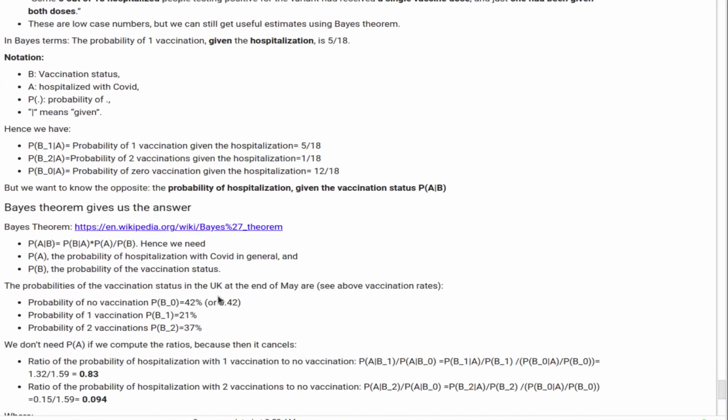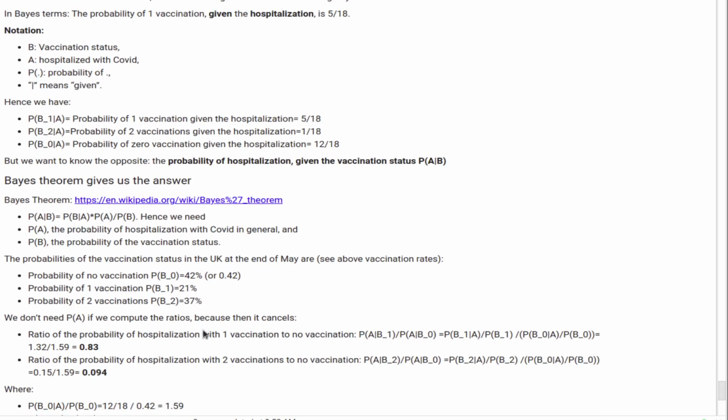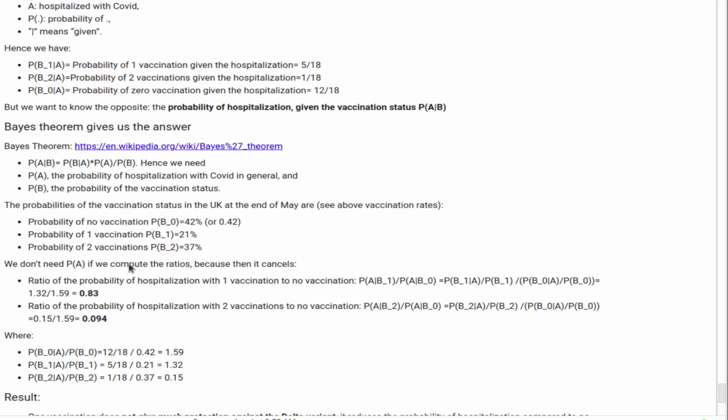So we could just go to the plot above and look for the end of May date, and we will see the probability of no vaccination in the UK at that point was 42%. So at that point they had just a little bit more than half of the people with at least 1 COVID shot. And then the probability of just 1 vaccination was 21%, and 2 vaccinations was 37% at that time. So now basically we have all we need. We have the P of B given A, and we have the P of B, which we just saw here. And the P of A cancels if we put them in relation. So we don't need P of A if we compute the ratios, because then it cancels.